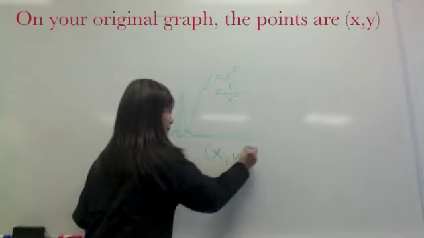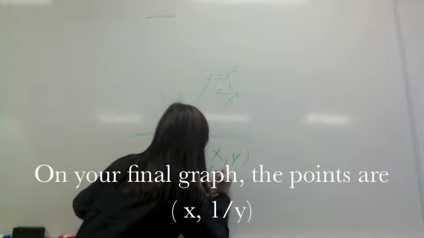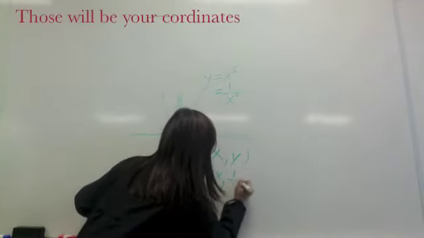On your original graph, the points are (x, y). On your final graph, your reciprocal graph, those will be your coordinates.